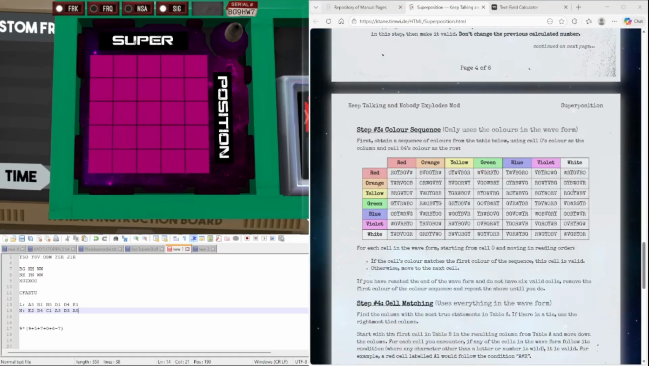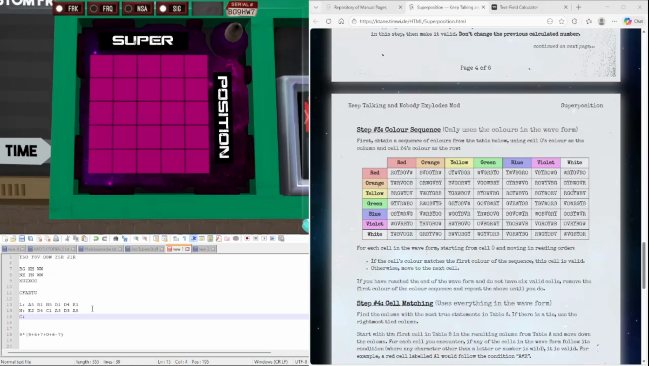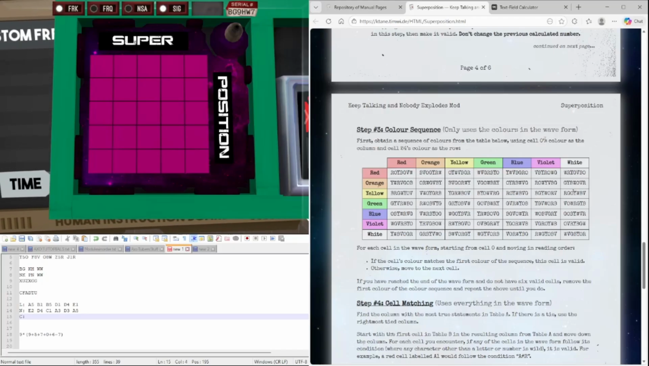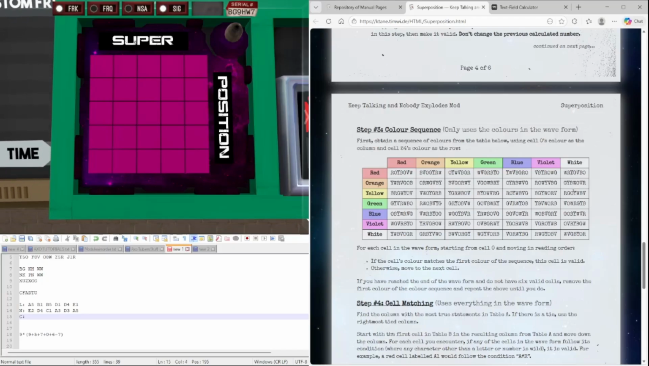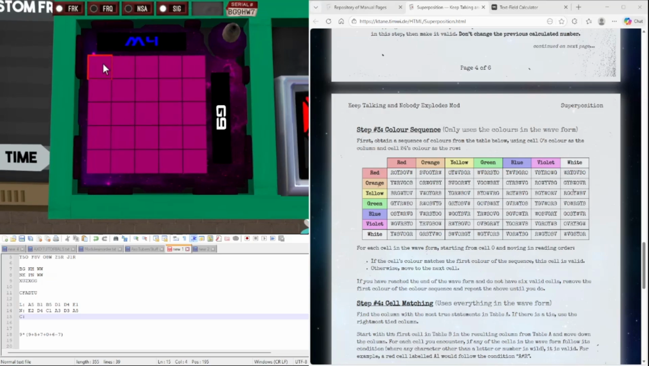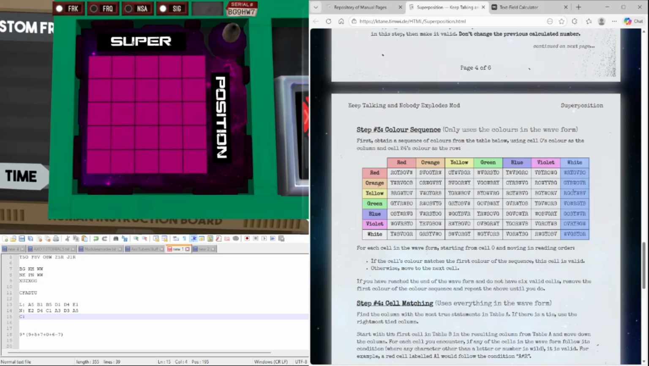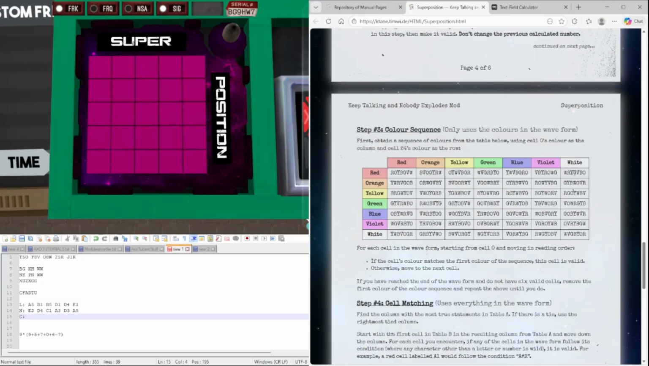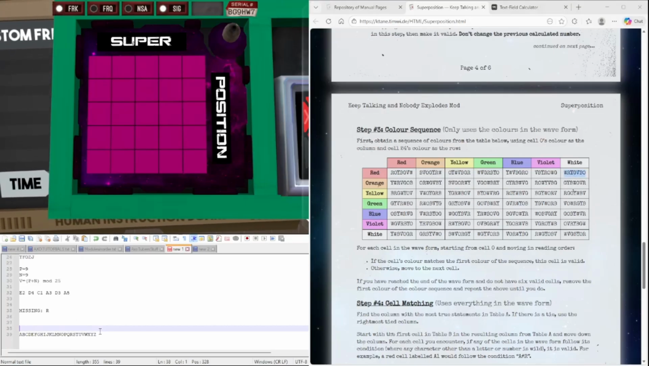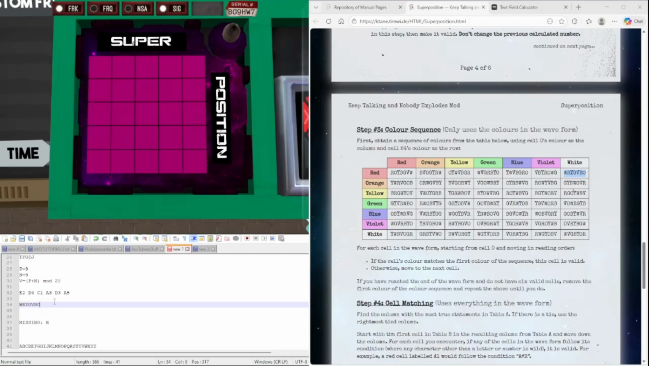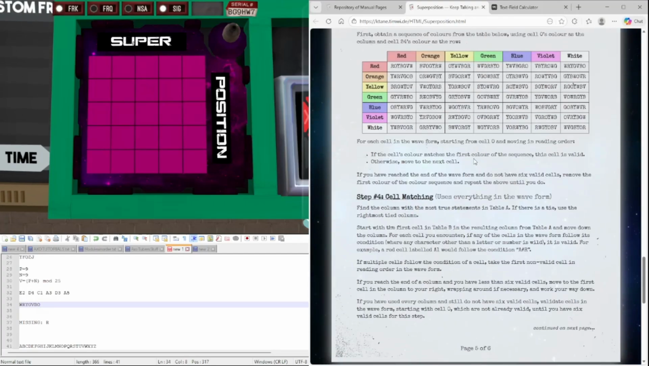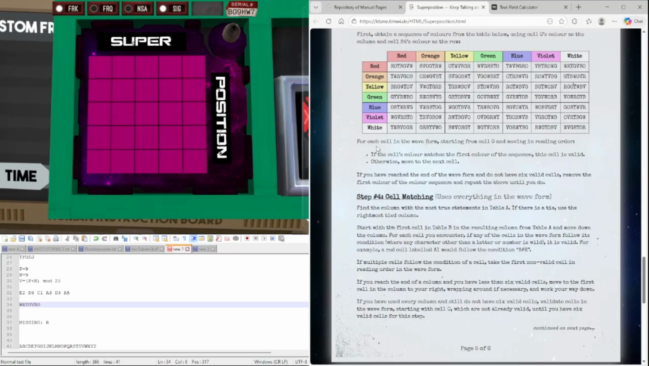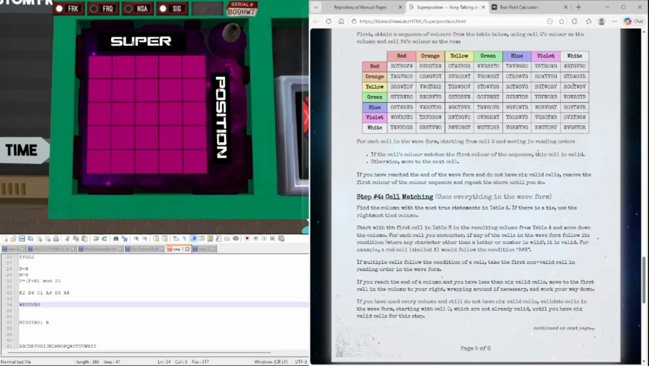Then we need colours. First obtain the sequence of colours from the table below using cell 0, so 0 colour as the column, and so 24 colour as a row. We say in the waveform, starting from state 0 within reading order, the cell's colour matches the sequence, so this cell is valid. So I'll go to the next cell.